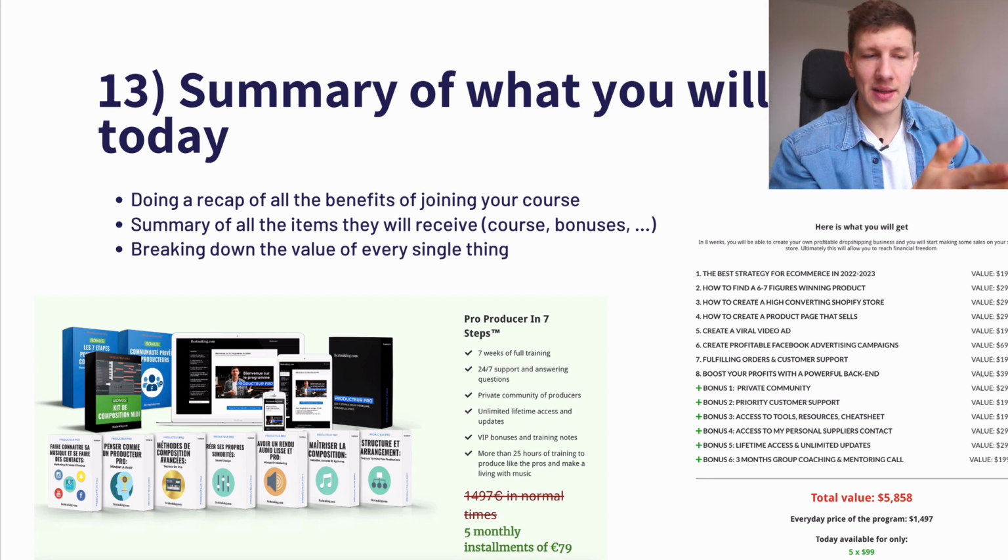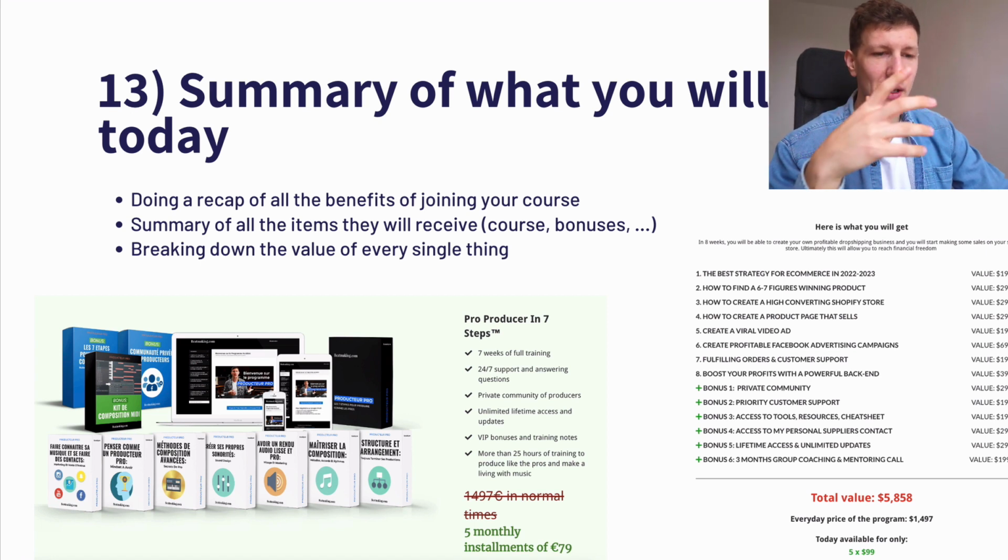For example, in this example on the right side, it's a course I created about e-commerce. All of the modules and the bonuses and stuff like that are worth $5,858, but the program is only $497, sorry. So that's less than 10%. So they feel like it's a great deal.